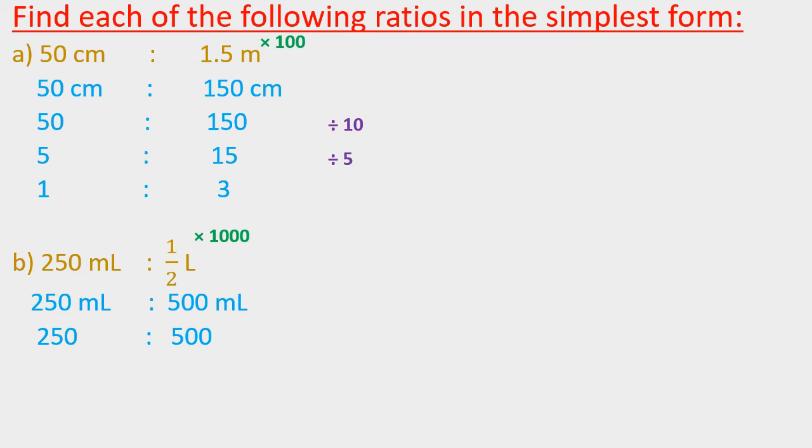We must simplify the ratio. The two numbers are divisible by 10. 250 divided by 10 equals 25. 500 divided by 10 equals 50. It's not the simplest form. We can divide the two numbers by 25, or divide by 5 and again by 5. 25 divided by 25 equals 1. 50 divided by 25 equals 2, and 1 to 2 is a ratio in its simplest form.